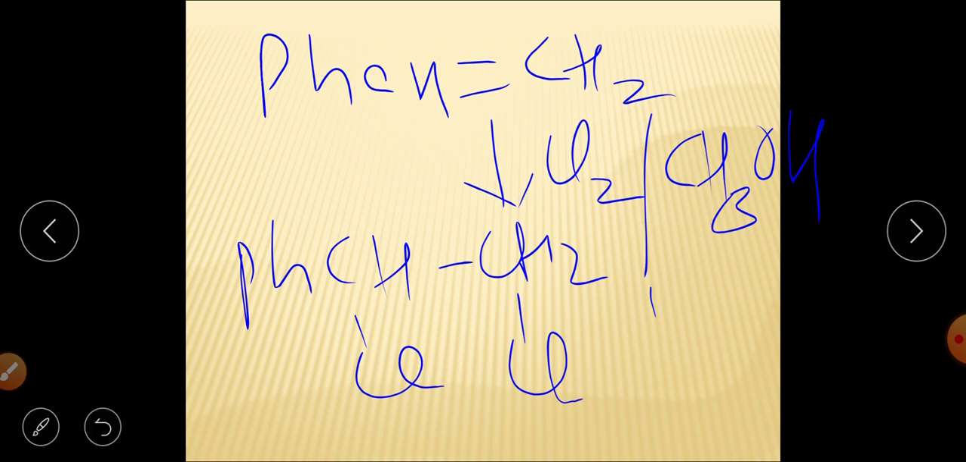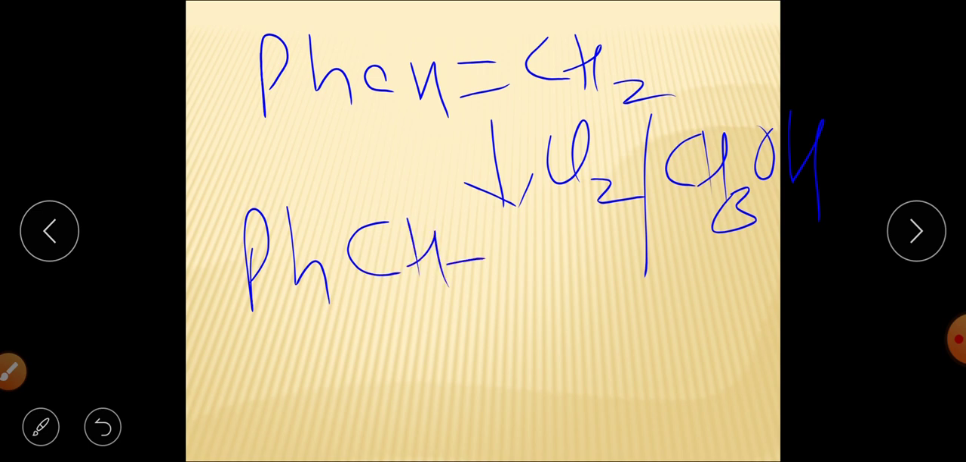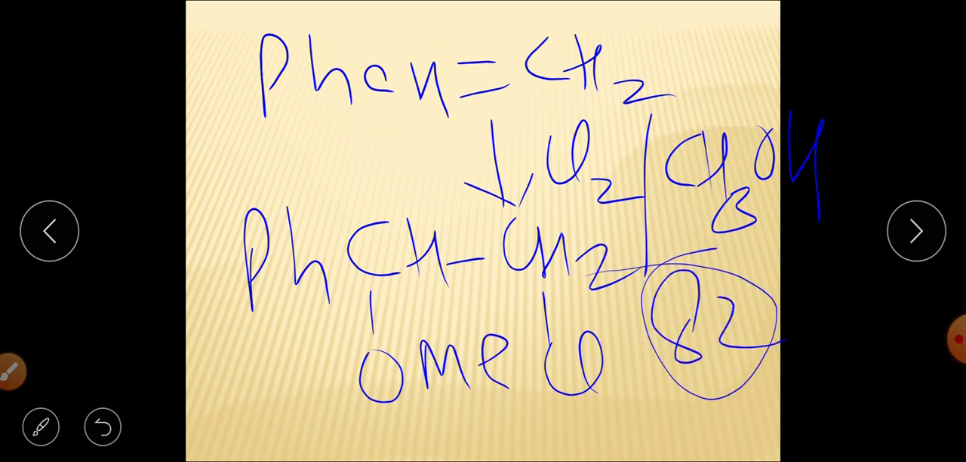And my dear student, the second product, that is this one, has been synthesized in the rest, that is 82%. So you can see how selective this reaction is and how prominent it is in that case.